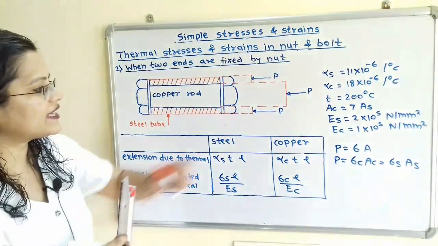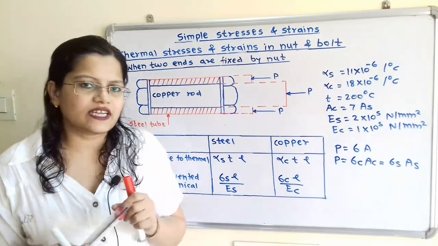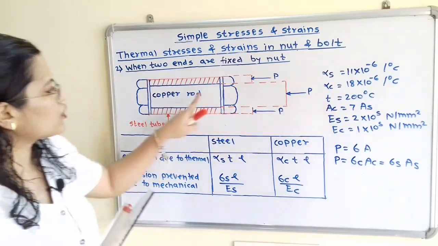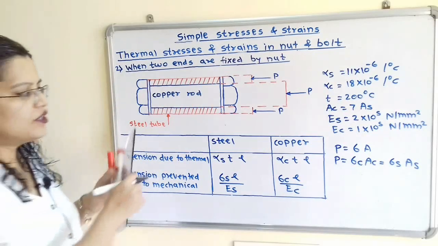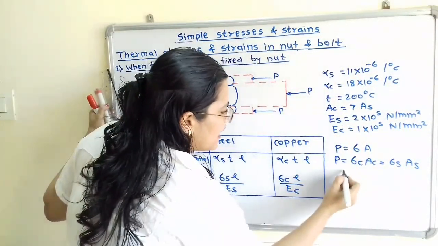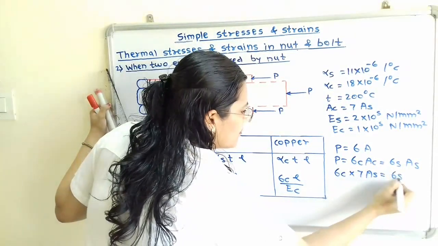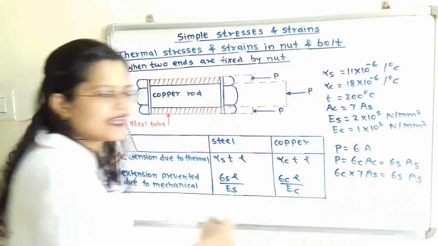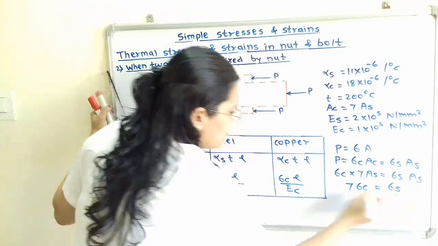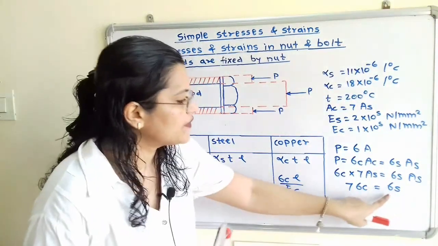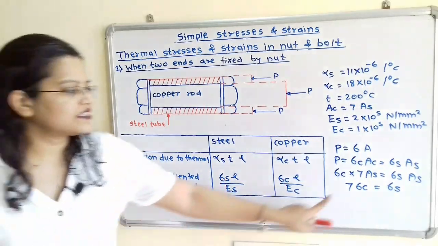Now the value of AC is given, it is 7 times AS, where A is the cross sectional area. So the cross sectional area for copper is equal to 7 times the cross sectional area for the steel tube. So we will put this value: sigma C multiplied by 7 times AS is equal to sigma S AS. Now this AS is getting cancelled, and therefore 7 times sigma C is equal to sigma S. So this is the relation we get between the stress developed in steel and the stress developed in copper.